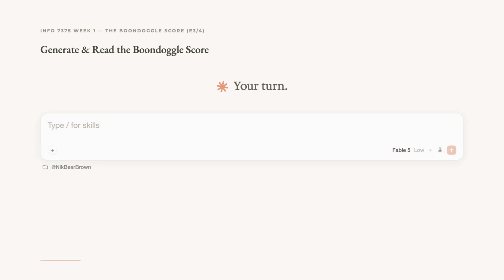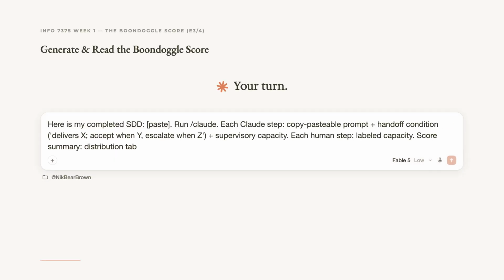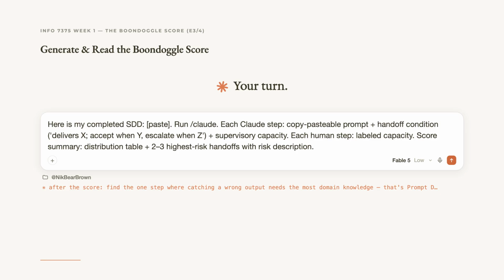Your turn. Paste this prompt into GRU with your completed SDD. The prompt reads: "Here's my completed SDD." Paste the full document. "Run /Claude and produce the full Boondoggle score. For each Claude step, include the copy-pasteable prompt, the testable handoff condition in the format Claude delivers X, human accepts when Y, escalates when Z, and the human supervisory capacity from the standard taxonomy. For each human step, label the supervisory capacity. Then add the score summary, the distribution table with capacity counts, and 2 to 3 highest risk handoffs, each with a 1-sentence risk description." End quote. That is the full prompt.